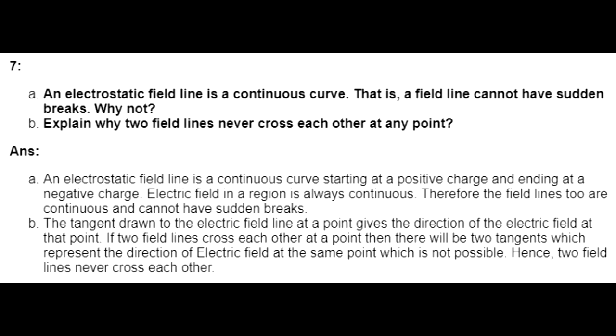Another, two field lines never cross each other. We know that the tangent drawn to the electric field line at a point gives the direction of the electric field at that point. If two field lines cross each other at a point, there will be two tangents representing the direction of the electric field at the same point, which is not possible. Hence, two field lines never cross each other.